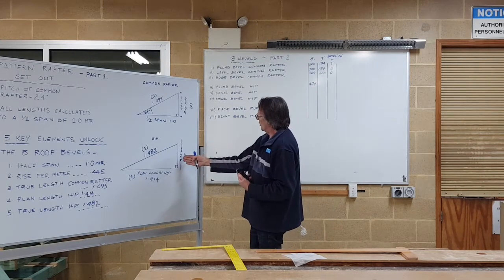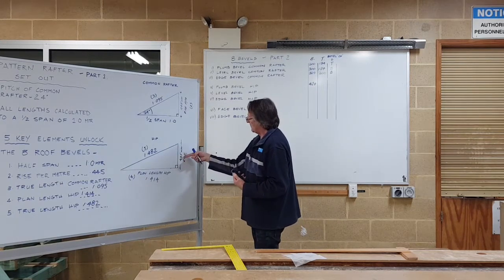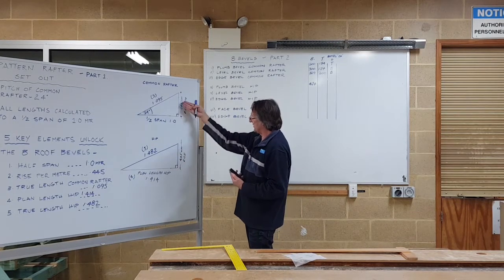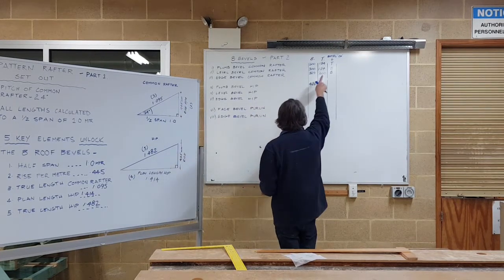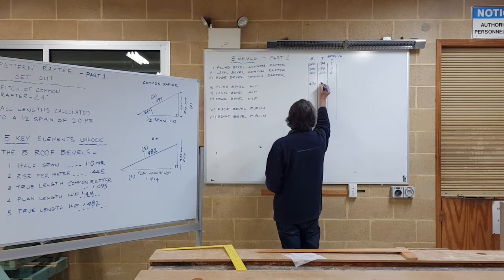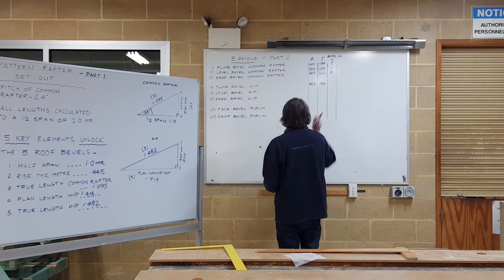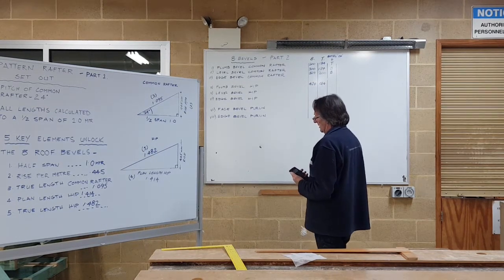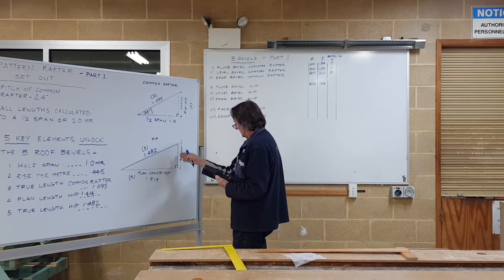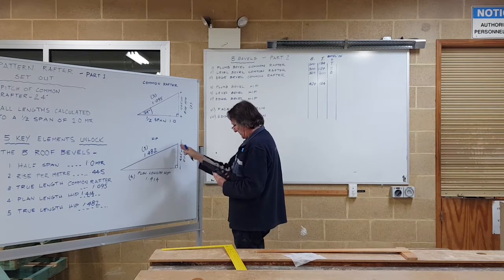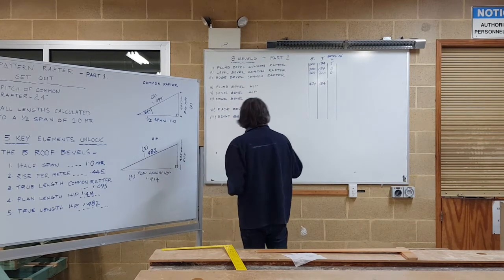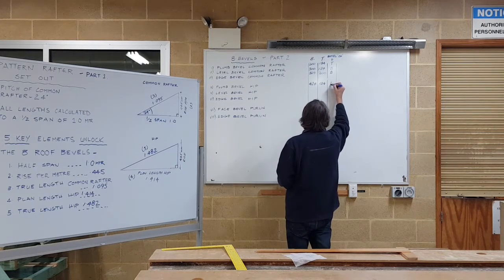I'm going to put my 445 on the tongue. If I multiply that by 0.3, it's the same rise that the common rafter was, so it'll still be 134 on the tongue. Plumb bevel hip, that's the plumb bevel hip sitting in that top corner. So the bevel must be found on the tongue.